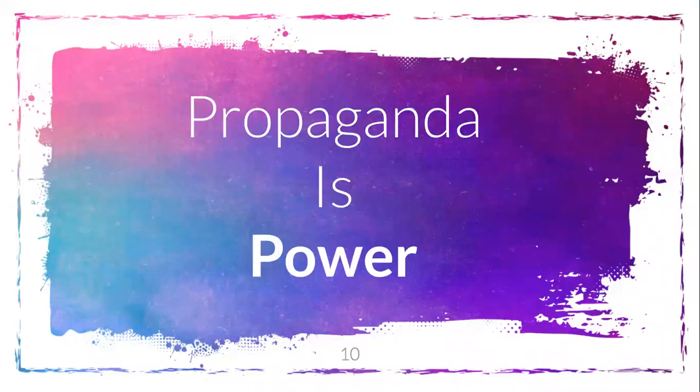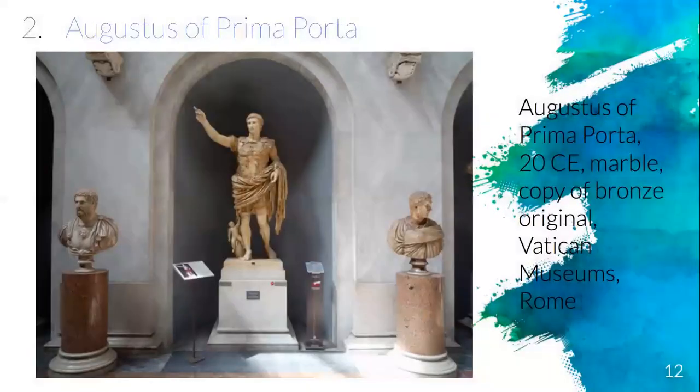Propaganda is power. Now we will explore some lesser-known examples of propaganda in sculpture. This first sculpture is Augustus of Prima Porta, created in 20 CE from marble. It was a copy of the bronze original, which was Greek. This is held in the Vatican Museums in Rome.